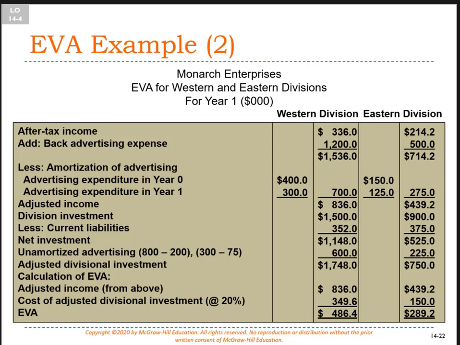Again, we're probably not going to use these as comparisons, saying that the Western Division is that much better than the Eastern Division, because this isn't a good way to do that. But given certain limitations, it can indicate that the Western Division is providing more economic value than the Eastern Division, because we've already considered the size of the assets used in the Western and Eastern Division.